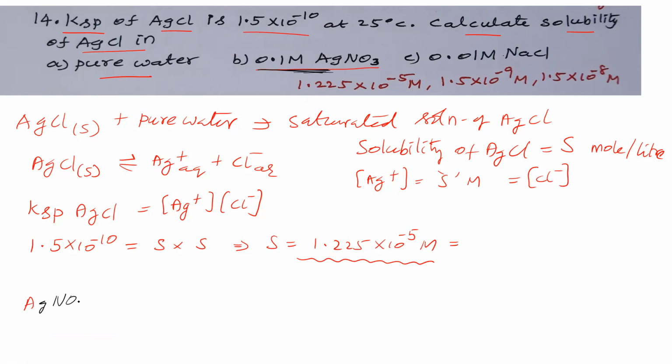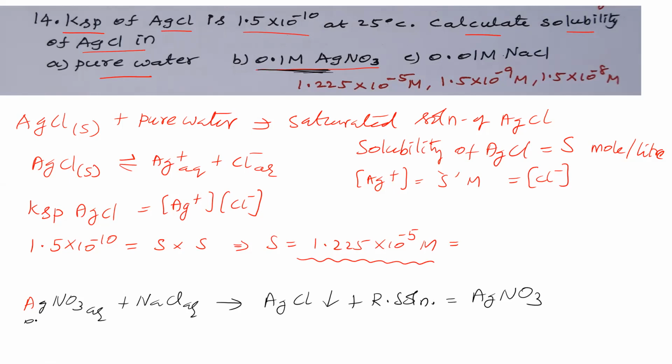Now I will take AgNO3 solution, and to this I will add NaCl solution. So I will get AgCl precipitate. In the resultant solution, silver nitrate remains present. That means I will take silver nitrate in excess and add sodium chloride, therefore I am getting AgCl precipitate. In the resultant solution, the silver nitrate concentration should be 0.1 molar. Like this I will do it.